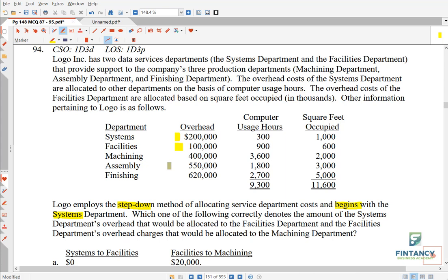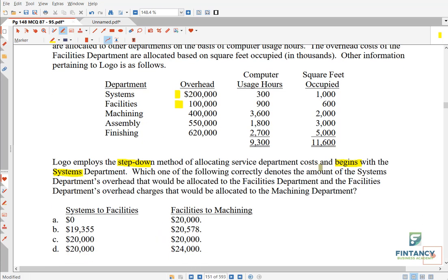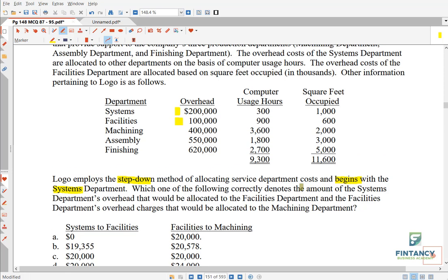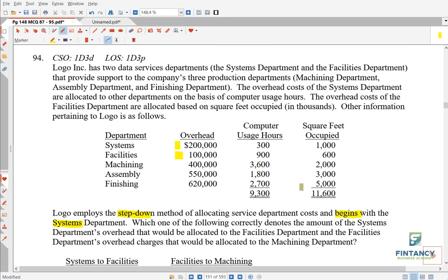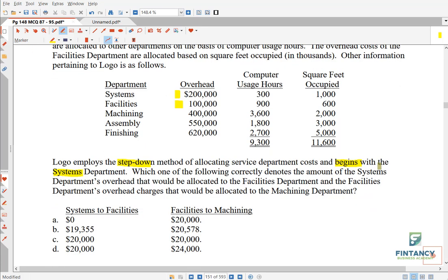Anyways, which one of the following correctly denotes the amount of the systems department overhead that would be allocated to the facilities department and the facilities department overhead that would be allocated to machining? This is a very nice question, and it needs more time compared to 1.8 minutes in the exam. Some MCQs will be very small, in which you will give 15 seconds. In this MCQ, even 2.5 to 3 minutes is not a big issue, because the MCQ is created like that. So you need to put in some effort.